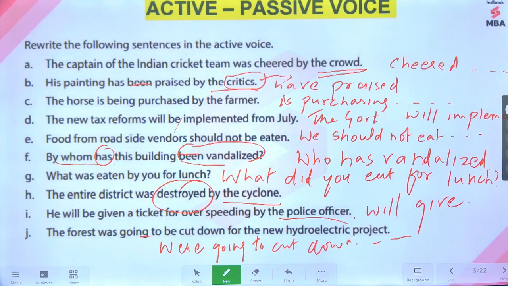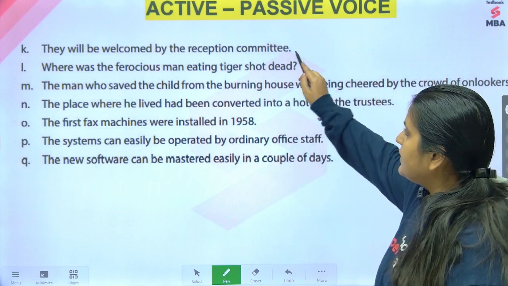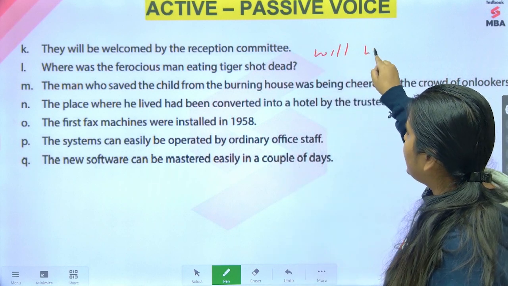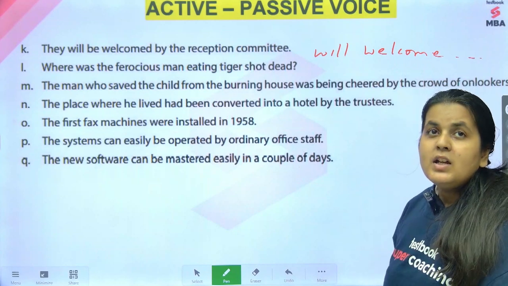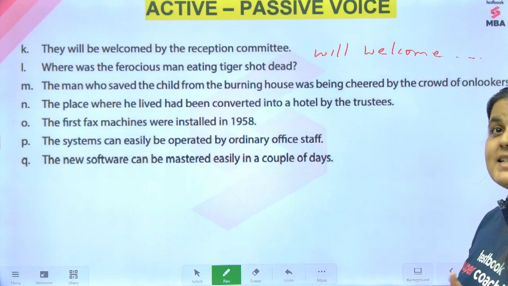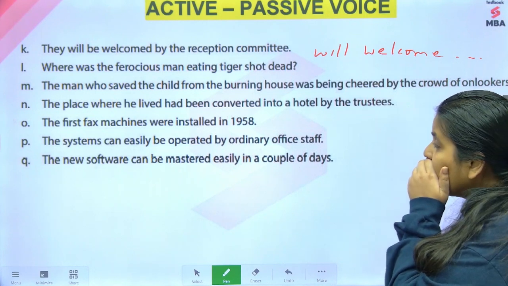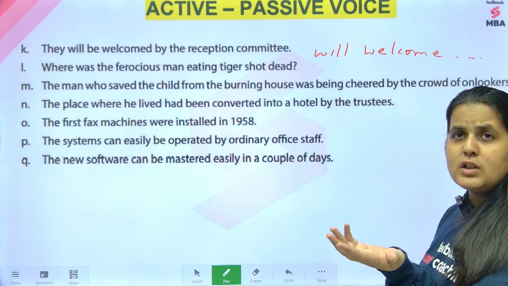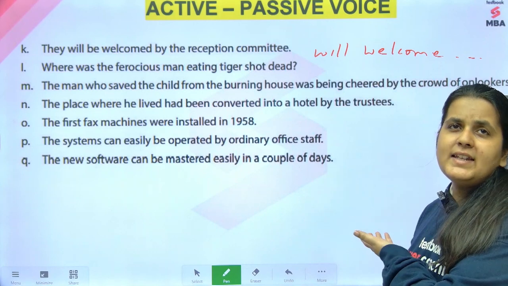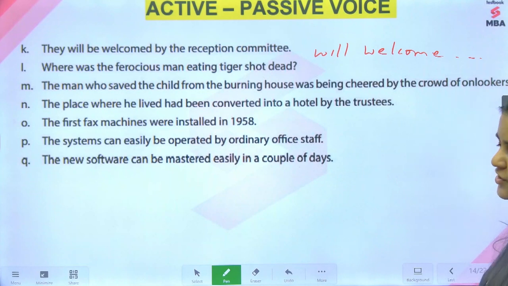I hope this is clear, right? They will be welcomed by the reception committee. The reception committee will welcome them. Where was the ferocious man eating tiger shot dead? Who is the subject here? We don't know, so you can add a subject here. Let's say you can say, where did he shoot the ferocious man eating tiger dead? Where did he shoot? Or she shoot, whatever.